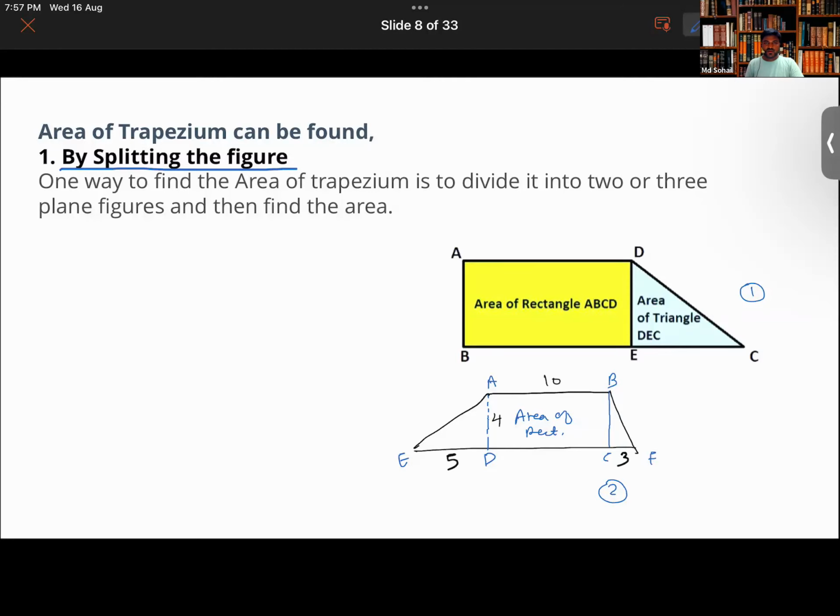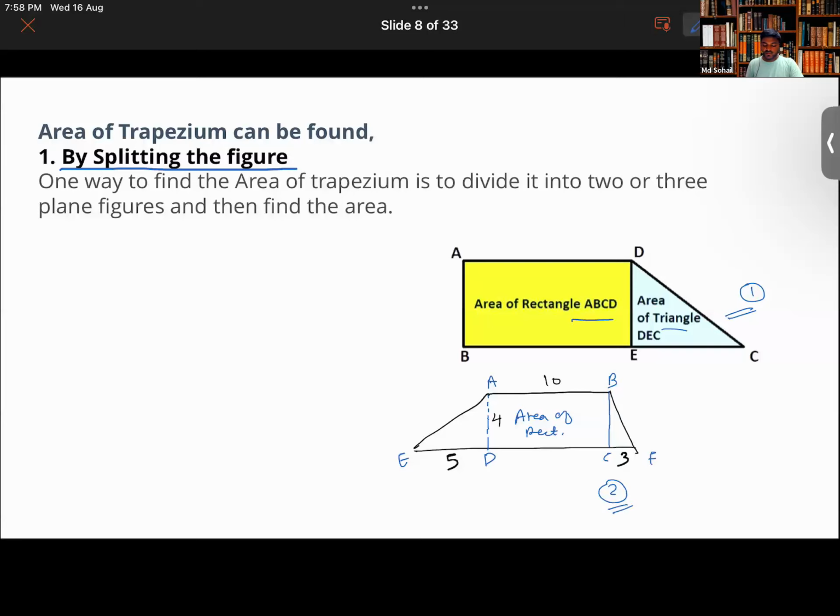Yes, basically we were discussing the first method, splitting the figure. If you were to have a figure like this, we have divided the figure into two parts, a rectangle and a triangle. Now again, if you were to have a figure like this, figure number 2, here you will be dividing the figure into a rectangle and two triangles, and then you will add the areas of the three. Getting it?